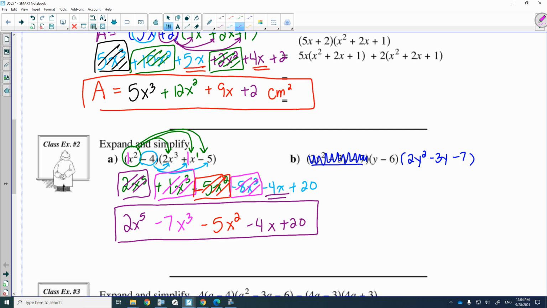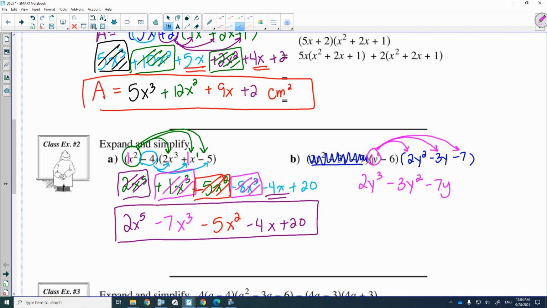Okay, put your invisible 1 in front of the y, and let's carry out the multiplication. Distribute that 1y into the second bracket by multiplying. 1y times 2y squared would be 2y cubed. Next, you'd have negative 3y squared. And 1y times negative 7 would be negative 7y.